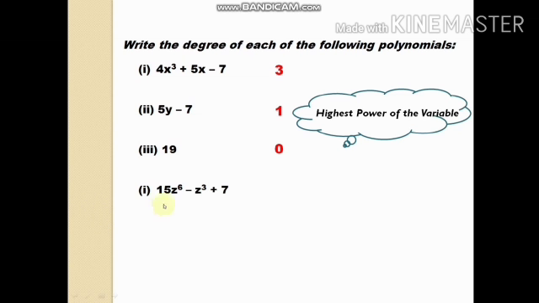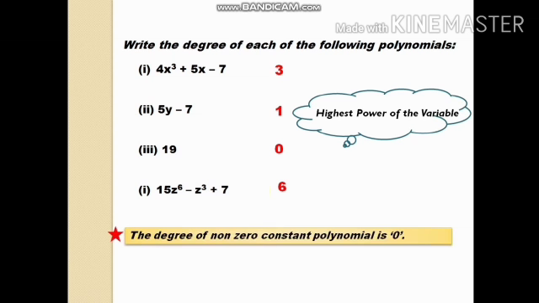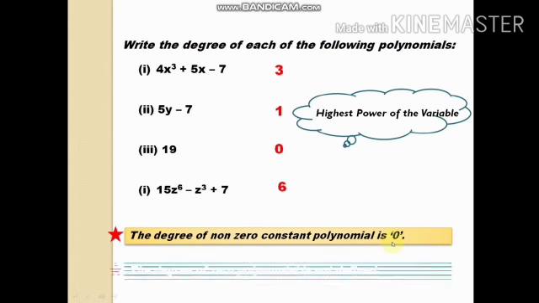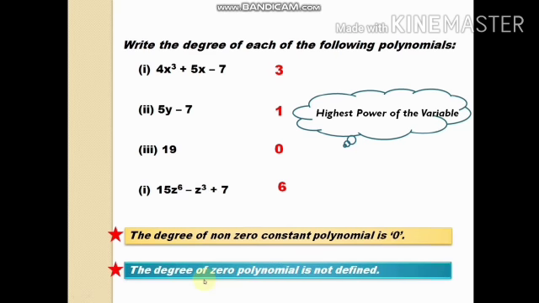And in this fourth part, 15z to the power 6 minus z cube plus 7, you can see here the maximum power of the variable is 6. So the degree of this polynomial is 6. Remember student, the degree of a non-zero constant polynomial is always 0. And the degree of the zero polynomial is not defined.